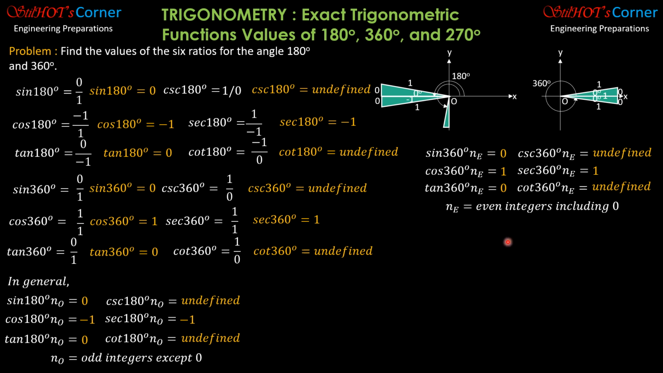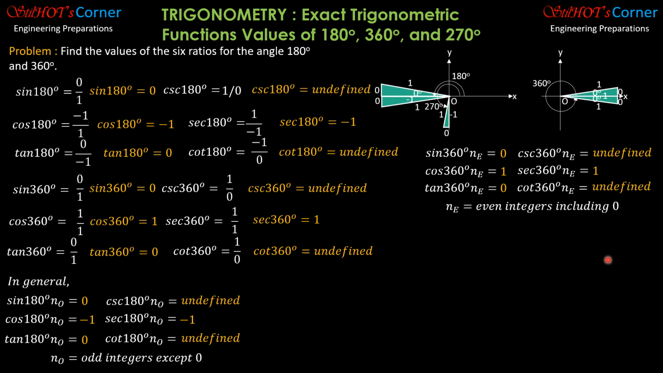Then its reciprocal, cosecant 270 degrees, is hypotenuse 1 over adjacent negative 1, or hypotenuse 1 over y negative 1. So it is equal to negative 1.